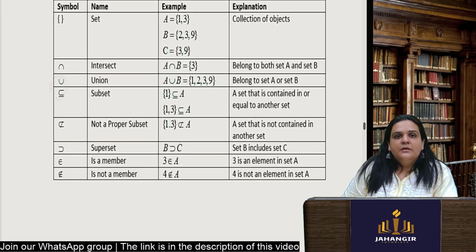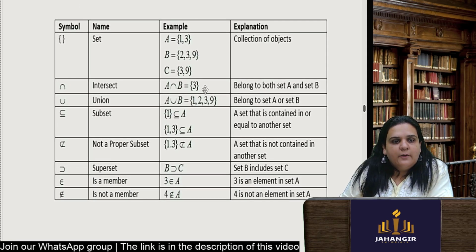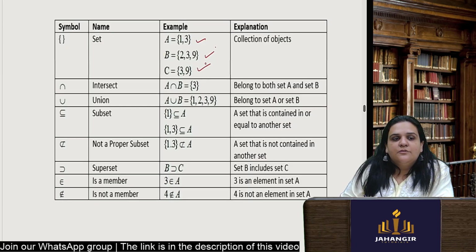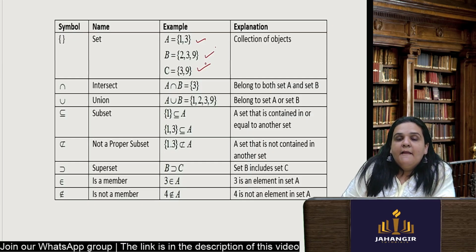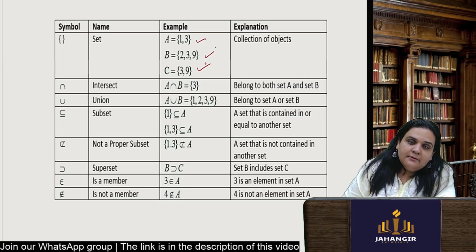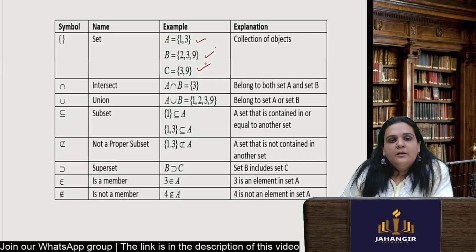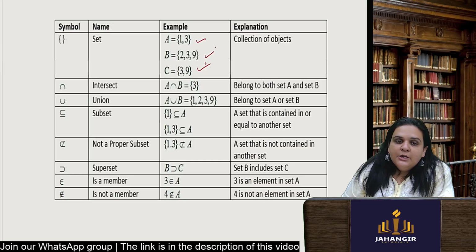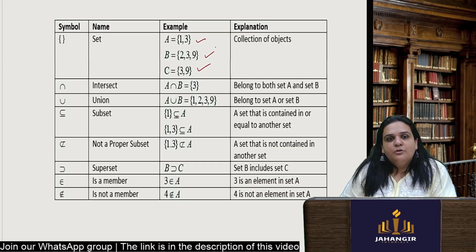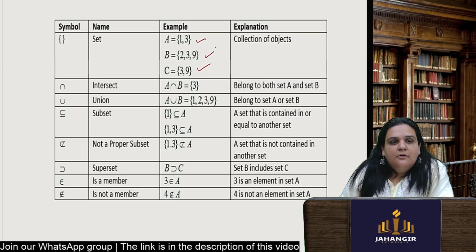See this. So in set A there is 1 and 3, set B has 2, 3 and 9, and in set C there is 3 and 9, a collection of objects. Intersection of set A and B means what? Common elements, belonging to both A as well as B. So what is belonging to A and B? Only number 3. Union means adding all the elements of both the sets, but do not repeat. Any set cannot have a repetitive element. So I will say 1, then there will be 2, 3 and 9. That will be A union B.